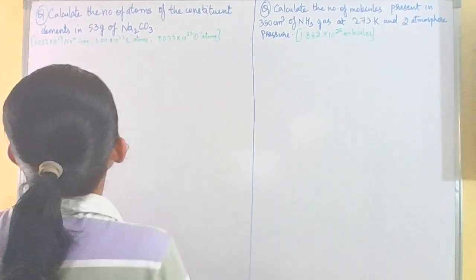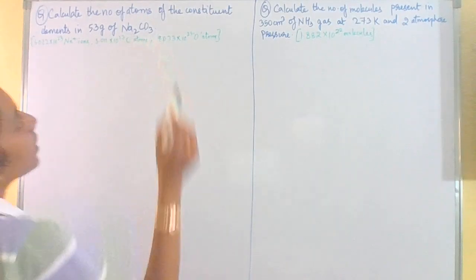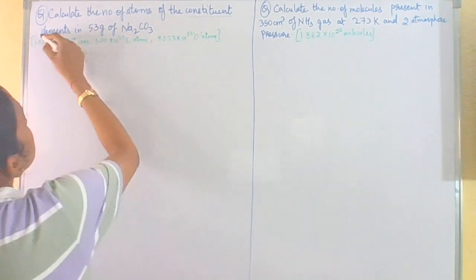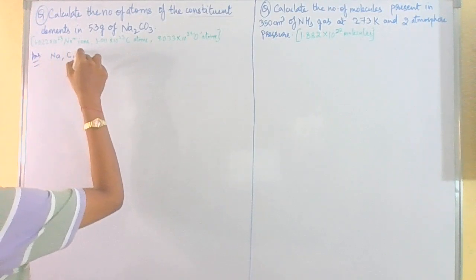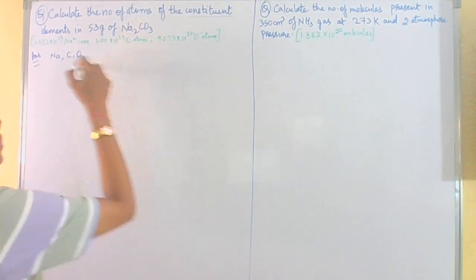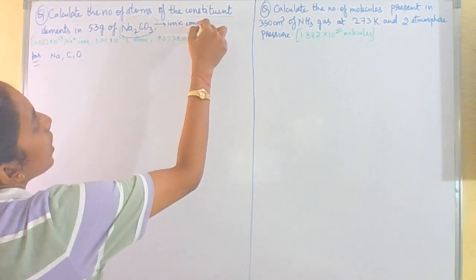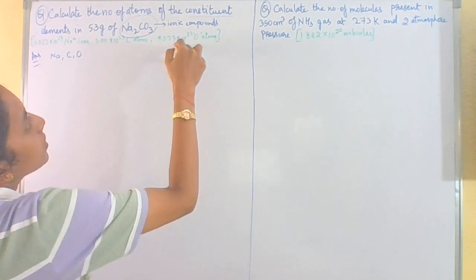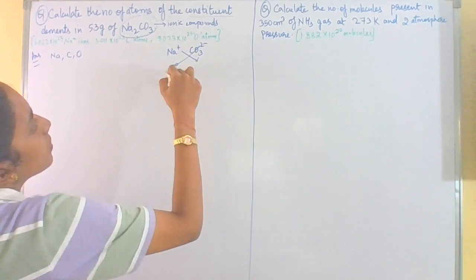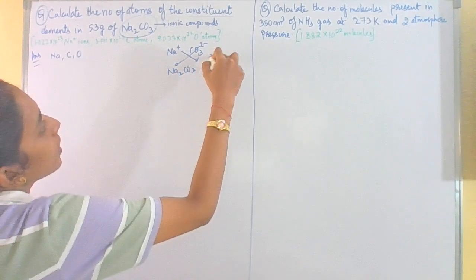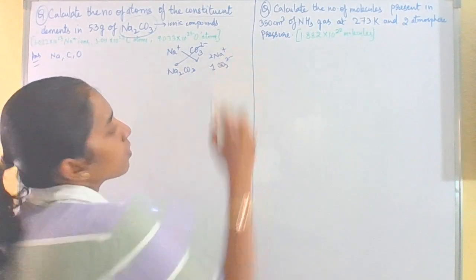Now we'll see the next question. Calculate the number of atoms of the constituent elements in 53 grams of Na2CO3. Constituent elements in Na2CO3 are sodium, carbon, oxygen. This Na2CO3 is an ionic compound. We have seen atoms, molecules as well as ionic compounds. Na plus and CO3 2 minus. When we do the crisscross method, we will get Na2CO3.